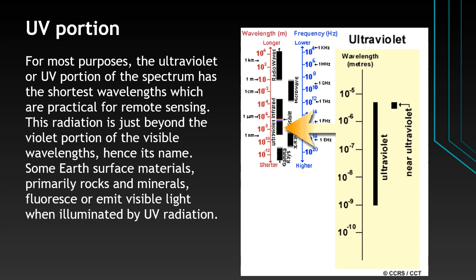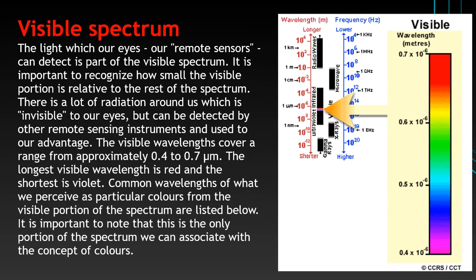Some Earth surface materials, primarily rocks and minerals, fluoresce or emit visible light when illuminated by UV radiation. Visible spectrum. The light which our eyes, our remote sensors, can detect is part of the visible spectrum. It is important to recognize how small the visible portion is relative to the rest of the spectrum. There is a lot of radiation around us which is invisible to our eyes, but can be detected by other remote sensing instruments and used to our advantage.